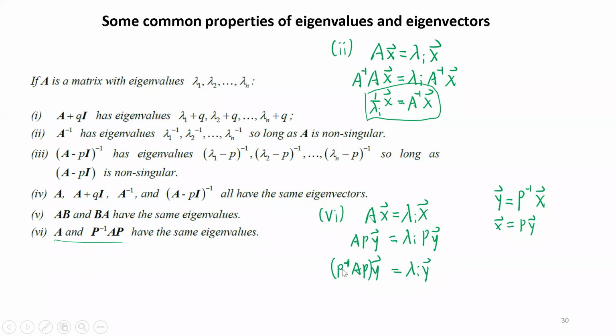And that proves that, right? So the P inverse AP has the eigenvalues of lambda I, which is exactly the same as this set of lambda. But of course, you can also see one thing, that the eigenvectors are not the same. If the eigenvectors of A is X, then the eigenvectors of this P inverse AP would be Y, okay? And this Y is given by P inverse X. So you can try to prove the others also.